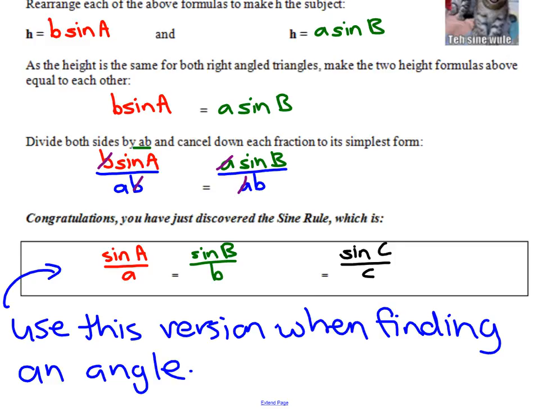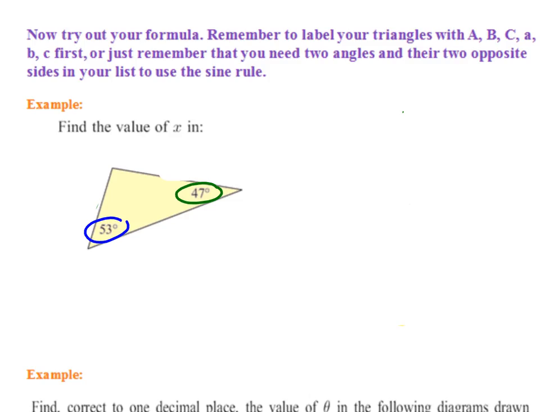Now let's move on to actually applying this sine rule. So now try out your formula. Remember to label your triangles A, B, and C, which is not always necessary, to be honest. You can, but it's good to practice it if you want. So label your angles A, B, and C. If this was angle A, this side would be lowercase a. If this was angle B, this would be lowercase b. If this was angle C, this would be lowercase c. But to be honest, you can actually solve these problems without labeling the triangle, and I'll show you what I mean by that.